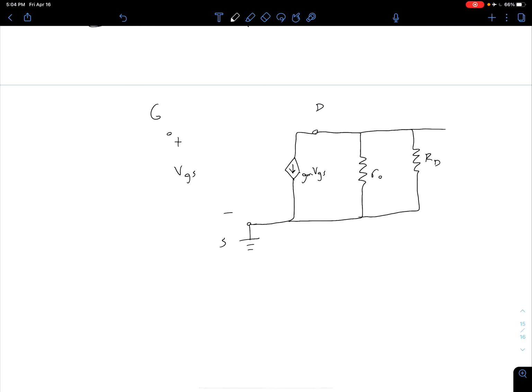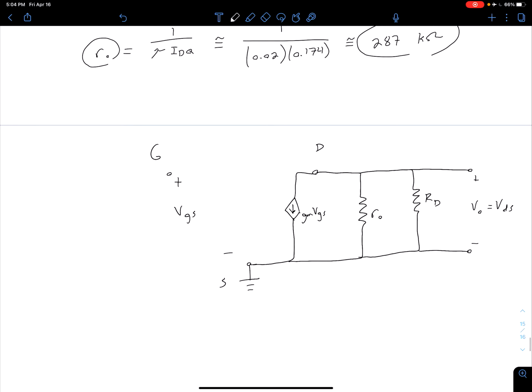And we also have that output voltage was defined at our drain. So with respect to ground, we have this Vout here, and we notice that's still equal to VDS. We also are going to have our drain current defined right here. So this is going to be our ID.